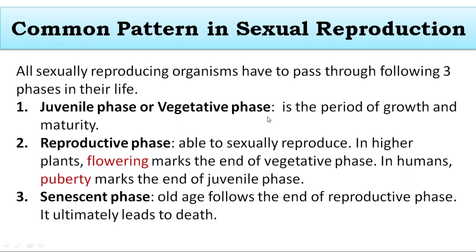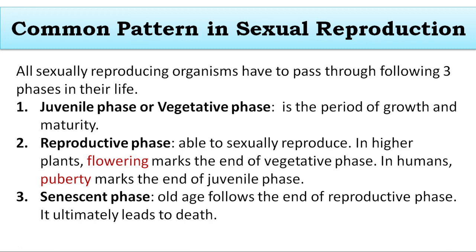Now there are many organisms who reproduce through the sexual mode of reproduction. They have different modes of sexual reproduction. What is the common pattern which is observed in sexually reproducing organisms?